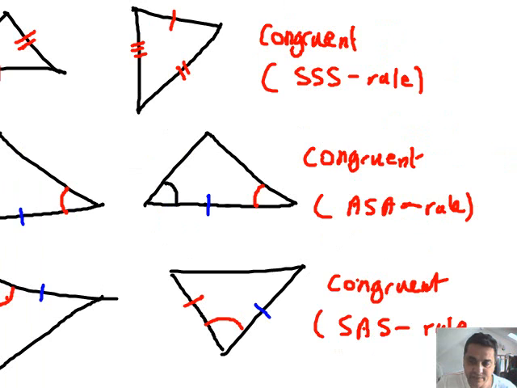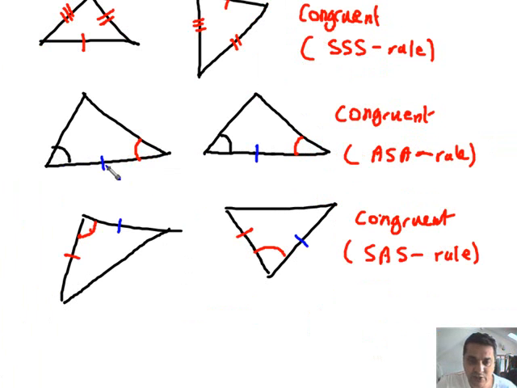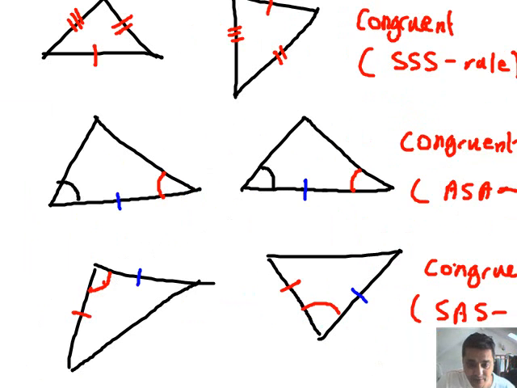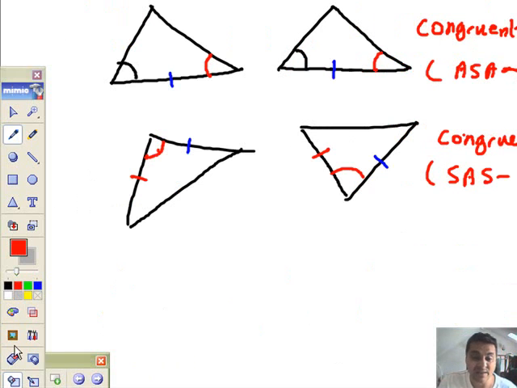Alright, now it's different to the ASA rule. It's not 2 angles with a side in between it, it's 2 sides with the angle in between the 2 sides. If you end up with this situation, then it's the SAS rule, side, angle, side, and the 2 triangles are definitely congruent and identical.